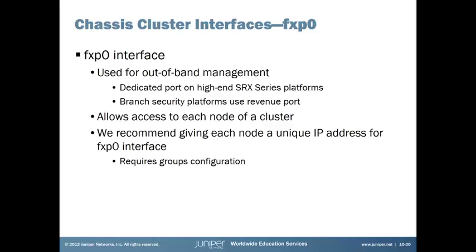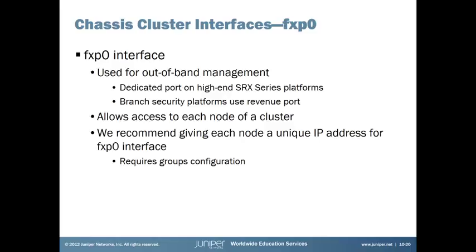But on the branch devices like we are using, what happens is it grabs what we call a revenue port. A revenue port is just a name for a regular, everyday port that you would normally use for transit traffic. We just grab one of those and say, well, that's now your fxp interface. And that underlying interface is no longer available for anything else.